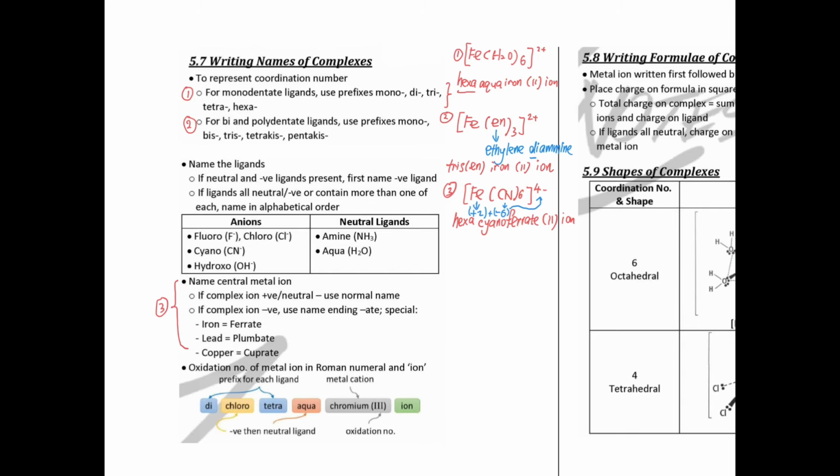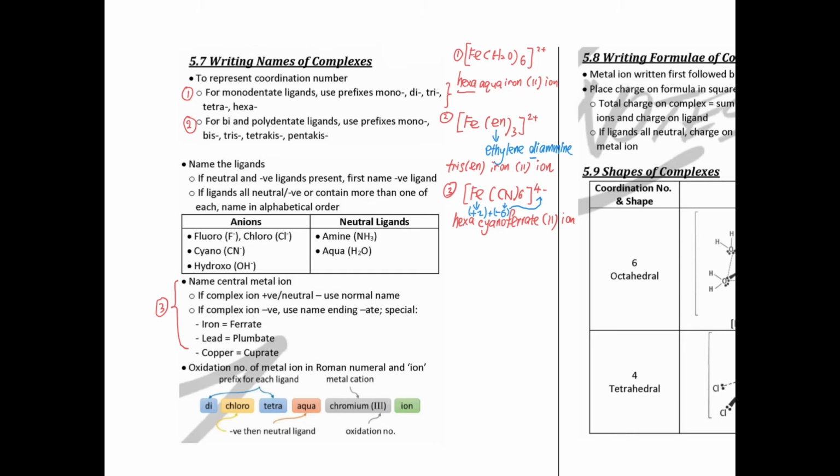So over here, let's come back to the bracket here. We put ferrate(II) because the iron here has an oxidation state of positive 2. So that is how, for a negatively charged complex ion, the metal name is changed to -ate. Okay? -ate.